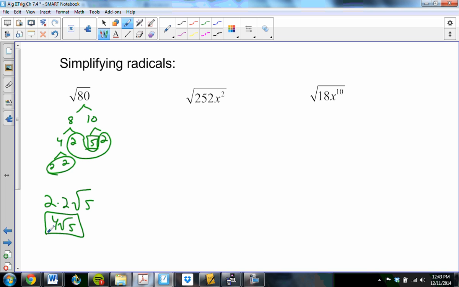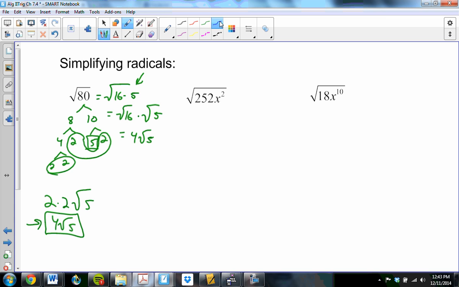It's not the only way to do this. What that's really saying is that 80 is really 16 times 5, where 16 is the biggest perfect square that goes into 80, and the square root of 16 is 4. This is kind of the faster pro way of doing it, but most people like to do it this way because we've got a system they can follow.